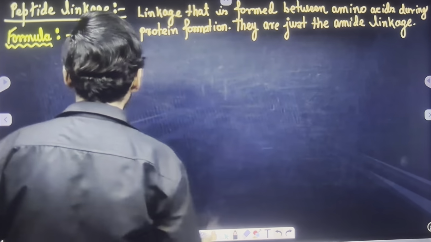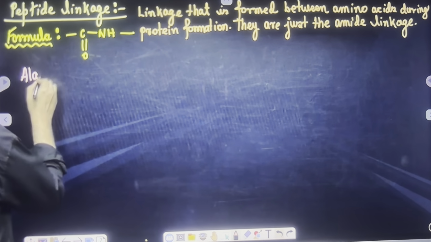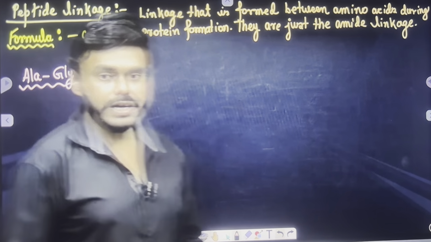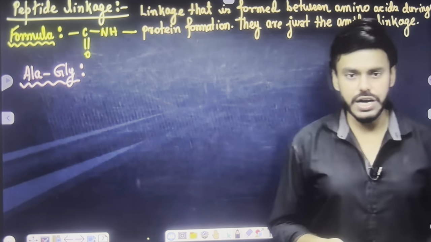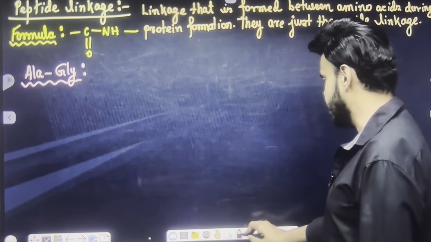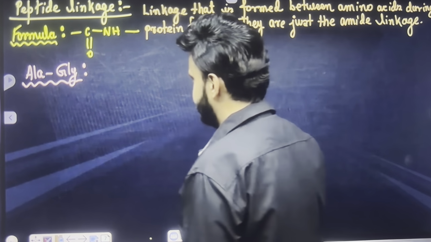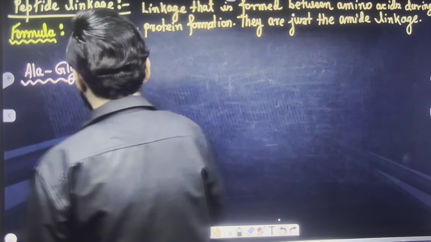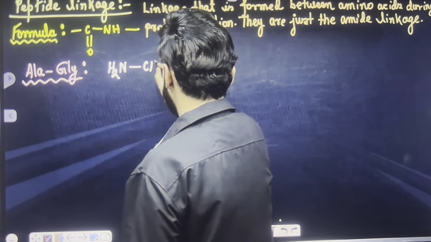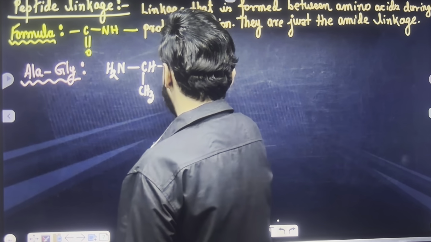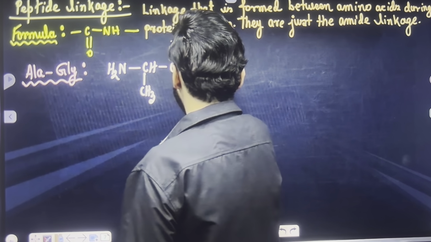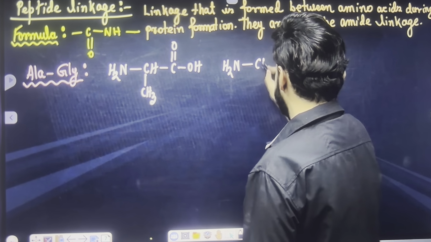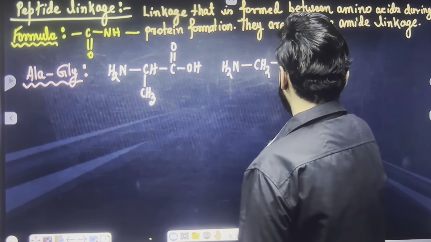Now I am showing you some examples. I am showing you the peptide linkage formation between alanine and glycine. We have already learned the three-letter short forms of the amino acids in the NCERT chart. This is Ala-Gly. Ala is alanine. The IUPAC protocol is that we write NH2 at the left, then the alpha carbon, and then the carboxylic acid at the right. This is alanine. Now write glycine: NH2 at the left, the alpha carbon in between, and the carboxylic acid at the right.